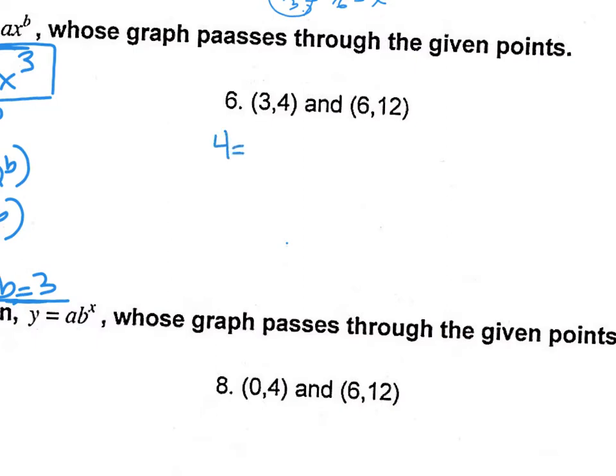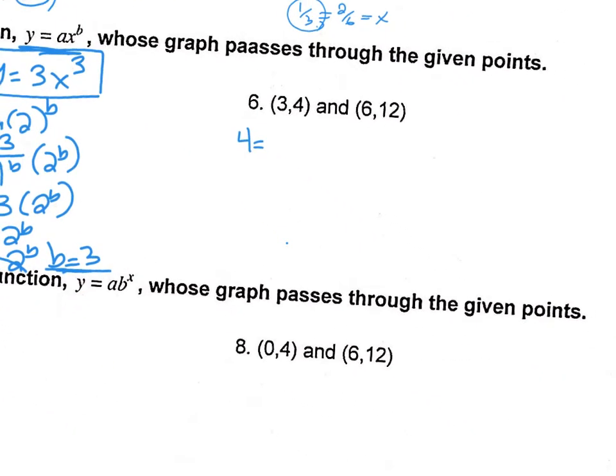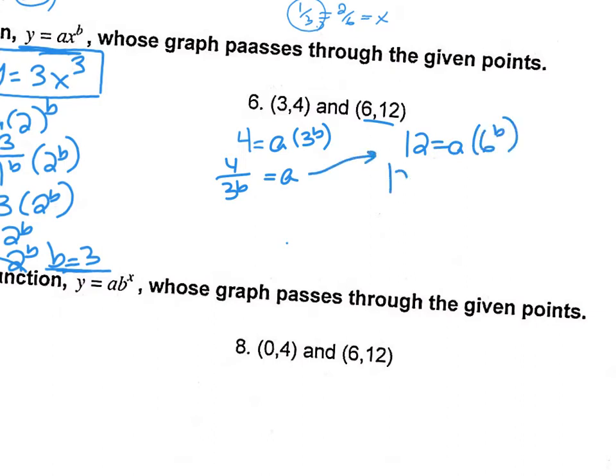4 equals, what was the equation again? Remember, is this power? Yeah, it was AX to the B. So it's going to be A times 3 to the B power. So that means A equals 4 over 3 to the B. Take the second point, do the same thing. Plug the 12 in for the Y, the 6 in for the X, 6 to the B. Take your A over here, plug it in over there. So I get 4 over 3 to the B times 6 to the B.